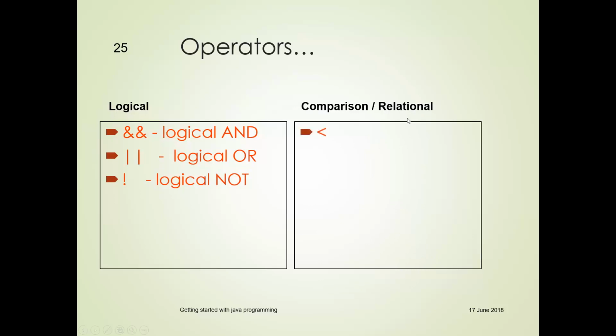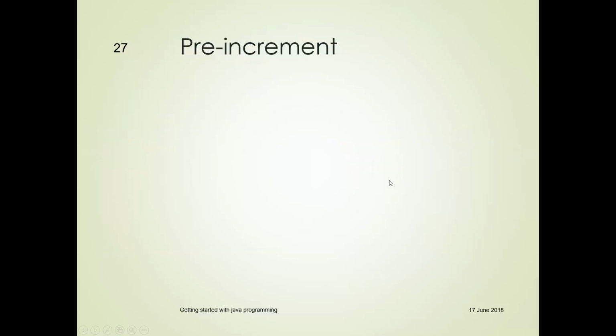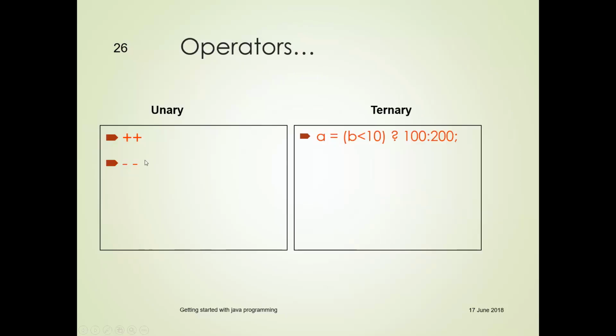There are comparison and relational operators where we compare two values: less than, greater than, equal symbol, not equal. There are unary operators like plus plus, minus minus, and the ternary operator. Okay, a little bit about the unary operator.